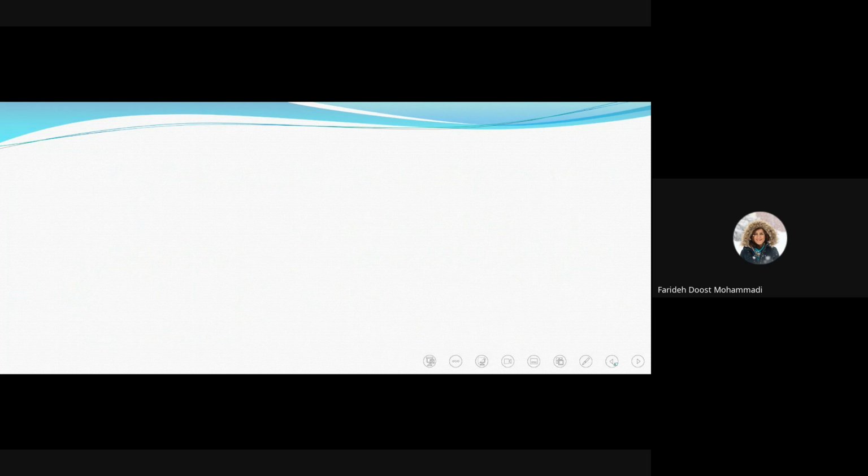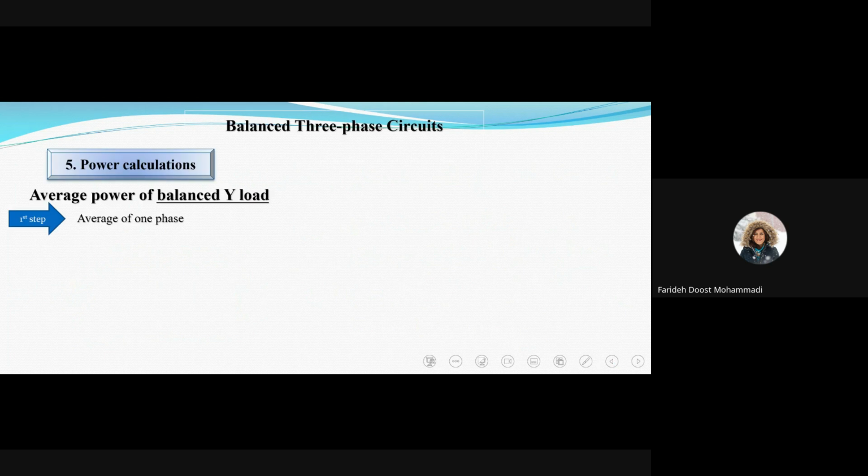Okay, any questions up to here in the example? If you don't have any questions, I'm going to move to the next part of this chapter, which is about power calculation for a three-phase system. So if you have a three-phase circuit, then you also want to know how much power this three-phase circuit is consuming or generating. In order to do that, we have to follow two steps. The first step is going to be calculation of one phase power, and then having the power consumed in one phase, we can easily find the power consumption in the other phases as well.